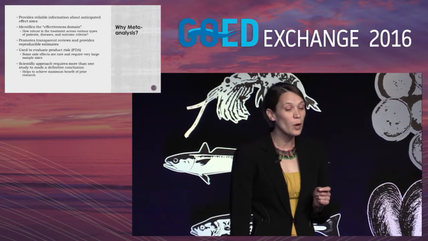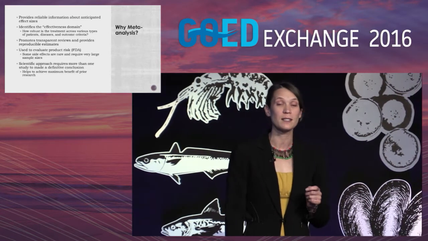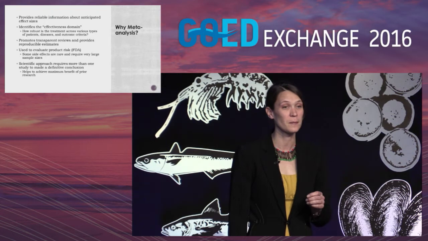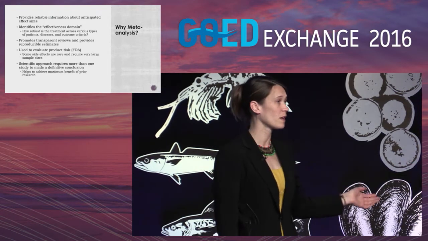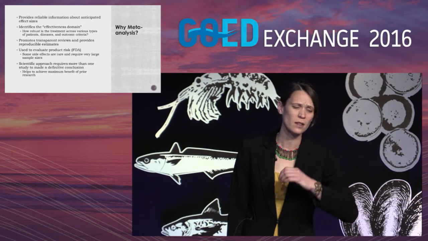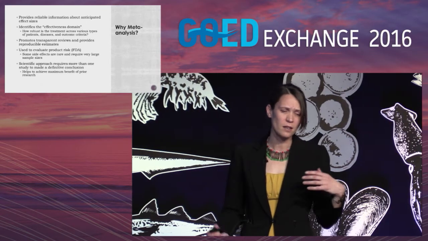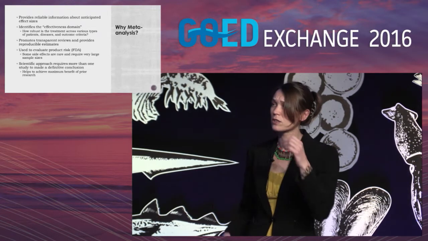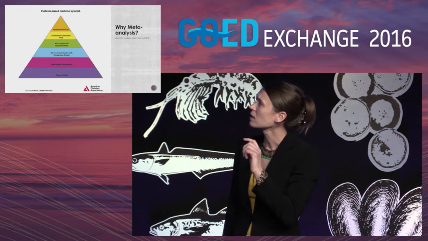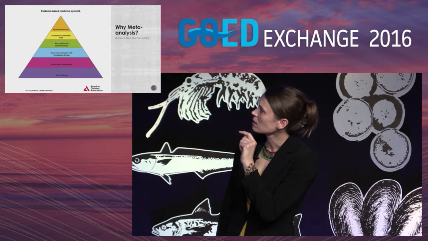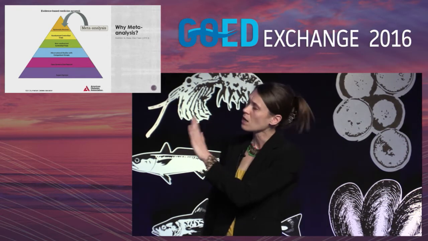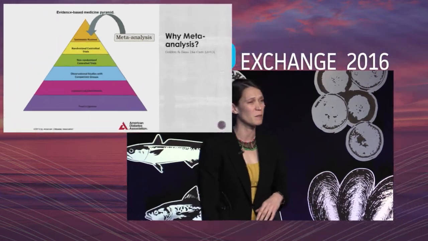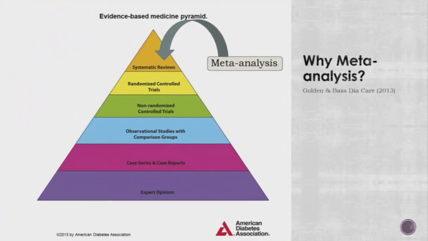Finally, the scientific approach requires more than one study to make a definitive conclusion, okay? And it helps achieve the maximum benefit of prior research. Okay, and so this synthesis of prior research is why meta-analyses, which is on the top there within systematic reviews, are often placed at the top of this evidence-based medicine pyramid. Okay, so at the bottom you have expert opinion, at the top you have systematic reviews. This particular pyramid was published by the American Diabetes Association.